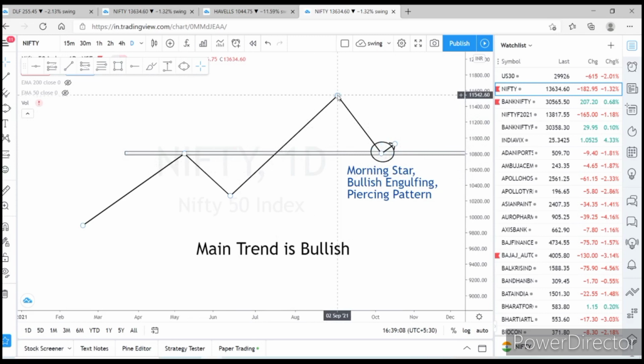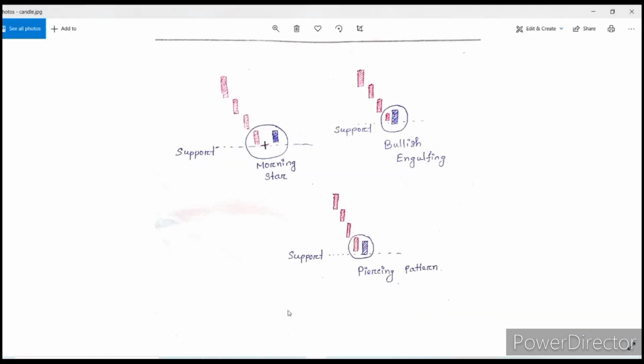And if the stock takes support in the previous resistance level, we look for a few very important candlestick patterns. My own favorites are Morningstar, bullish engulfing, and piercing pattern. There are many more, but these three are highly effective and these are my personal favorite. That's why I am discussing it with you. If you don't have any idea about what is Morningstar, bullish engulfing and piercing pattern, I have already drawn it for you. Let me show it for a few seconds.